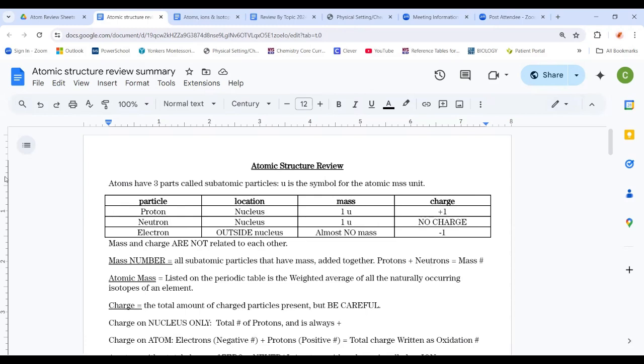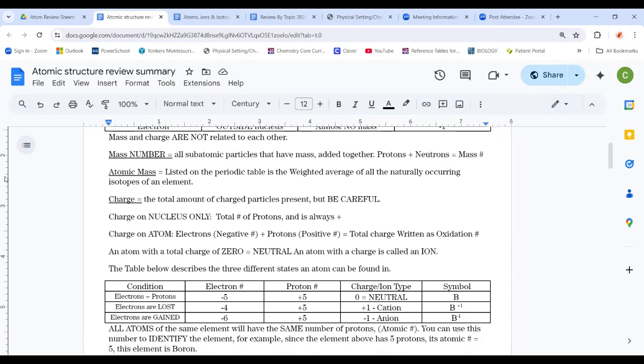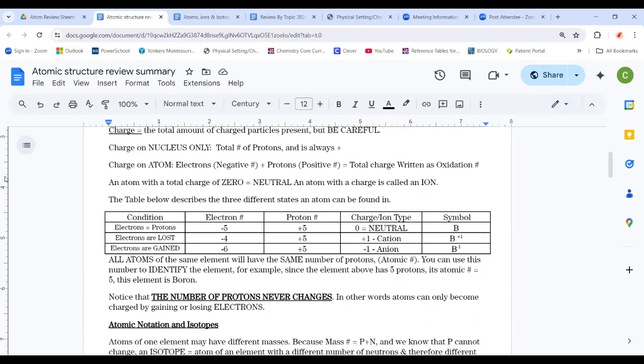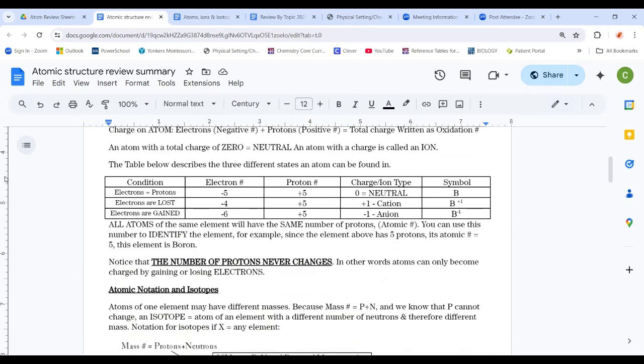Which subatomic particle are we talking about? Where is it in an atom? Its location. Nucleus, nucleus, not in the nucleus. What is its mass? Okay, remember electrons have almost no mass. What is its charge? Remember neutrons don't have a charge. And it goes over what is mass number, what is atomic mass, what is charge, what's the charge on the nucleus only. If it asks you about the charge on the nucleus or the nuclear charge, they don't want to know about the electrons, they just want to know about the protons in the nucleus. What makes an atom neutral?